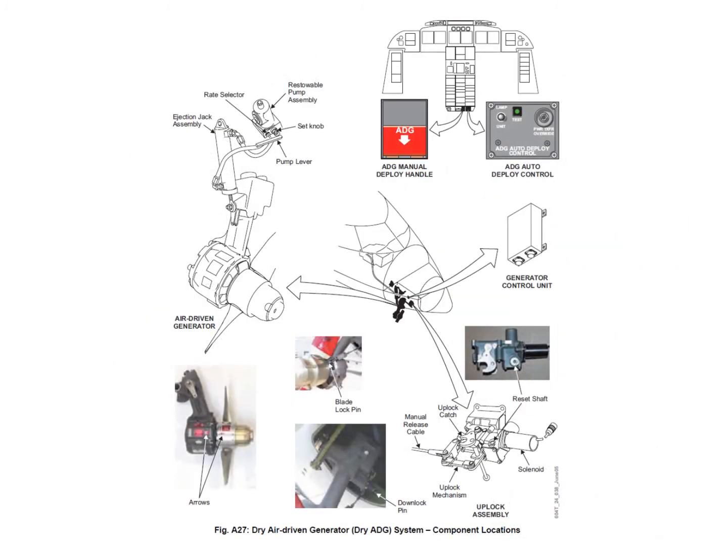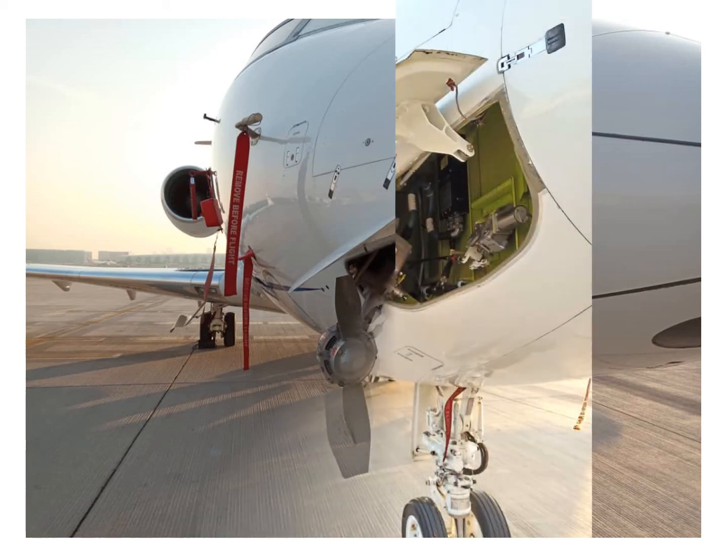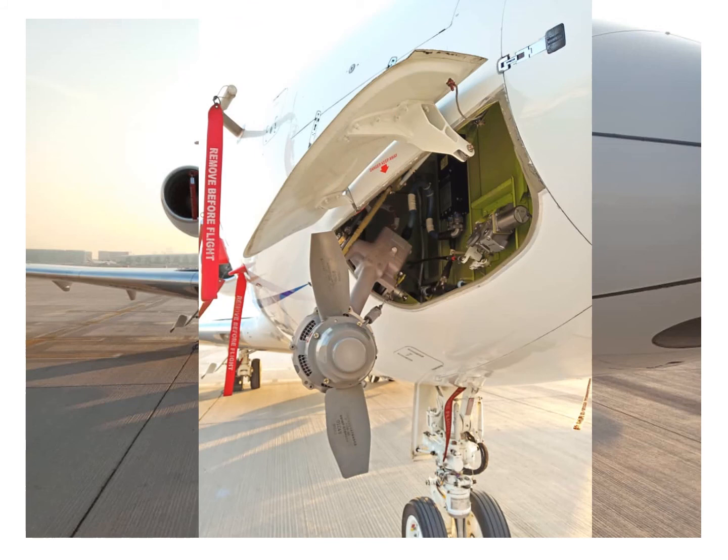It can be deployed automatically in flight by the auto deploy control unit. Or there's also a manual release. To stow the ADG, we have to be on the ground, and it's stowed manually with a restow pump, a hand pump.